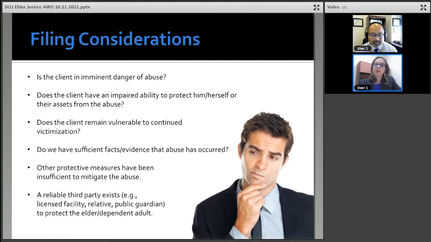The other thing that we do consider is whether there's a reliable third party that is going to help. So for example, let's say we have a client where it's their own caregiver that is the abuser. If we implement an AIRO and we remove that person from the environment, then who is left to take care of the elder? And so oftentimes we're partnering with a public guardian, or there's other family that will step in, but it's really important that that is considered in advance to ensure that the elder or dependent adult isn't left alone without supervision.